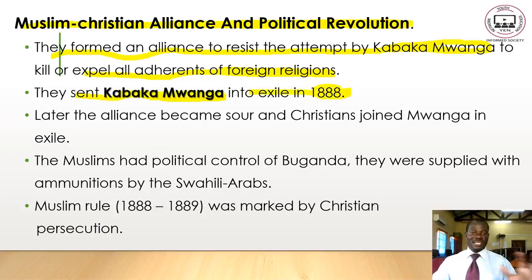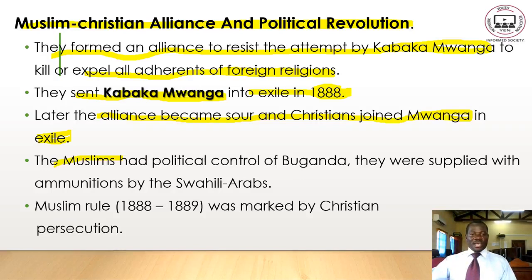So after they united together, they took the Kabaka and sent him outside the kingdom, to say he's going to cause havoc or something like a revolution. Later, the alliance became sour and Christians joined Mwanga in exile. Because Christianity and Islam are not one religion, they are different. While they managed to expel Mwanga, Christians and Muslims did not agree on some of the aspects. As a result, the Christians joined Mwanga in exile.